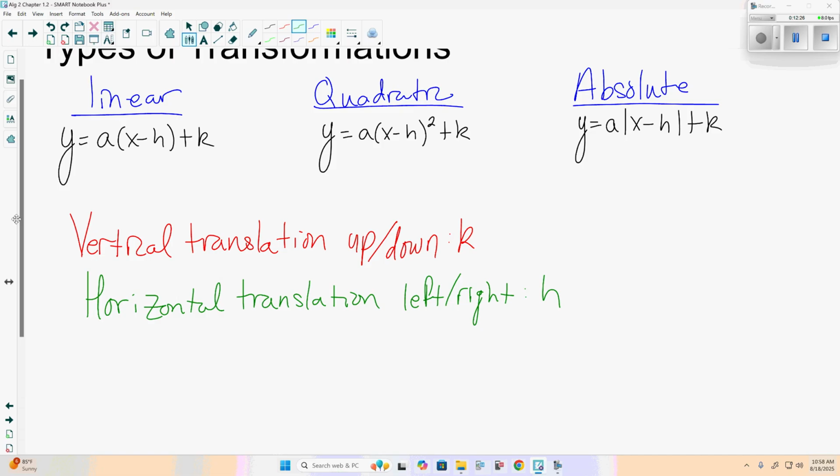So vertical translation, up and down, is our k value. It tells us how far it's going up, or how far we're moving it down. h is left and right. It tells us how far we're going to move it to the left or to the right.